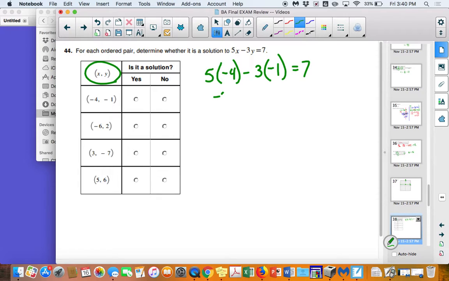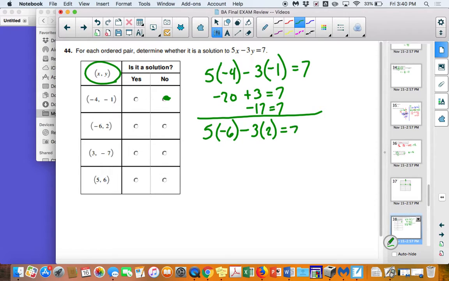So the first one is 5 times a negative 4 minus 3 times a negative 1... that's a negative 20, and that's going to be a plus 3 equals 7. So that's a negative 17 equals 7. That is not true. So that would receive a no. Go to the next one. 5 times a negative 6 minus 3 times 2 equals 7. Well, that'd be a negative 30 minus 6 equals 7. That's not going to work. Negative 36 equals 7? No. Go to the next one.